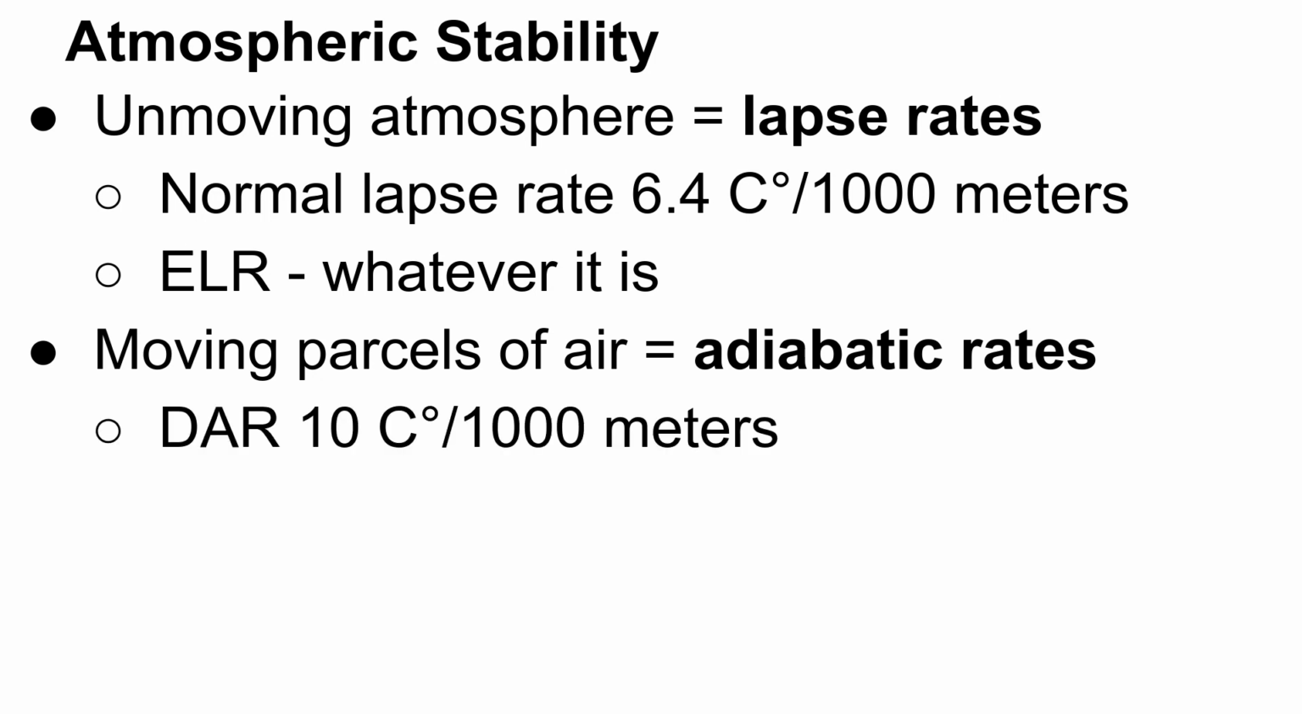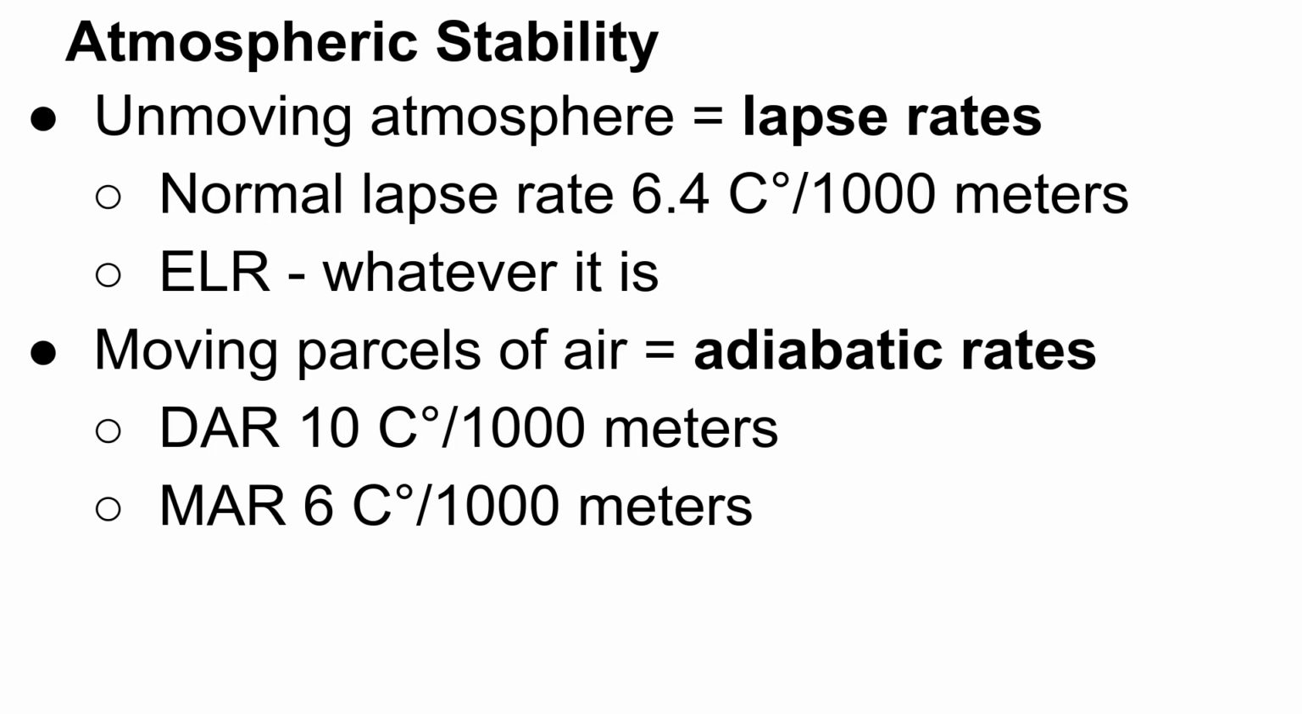A rising parcel of air will always cool by 10 degrees for every kilometer it rises. A sinking parcel of air will always heat at the rate of 10 degrees of warming for every kilometer it goes down. Once a parcel cools to dew point and condensation begins, that condensation releases heat, which slightly warms the parcel. So there's cooling because of expansion and heating because of condensation.